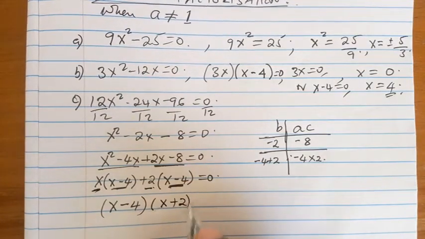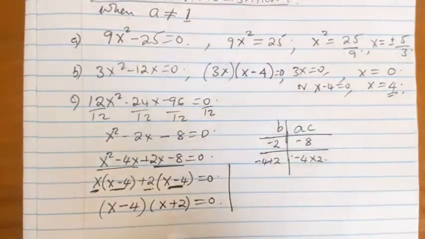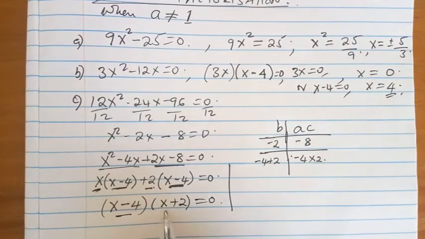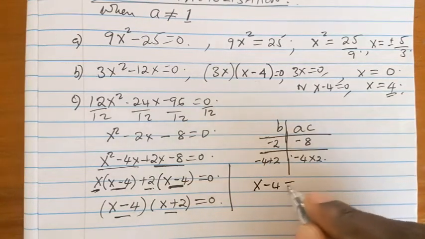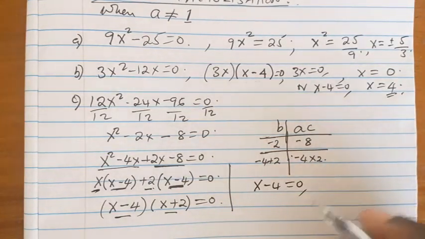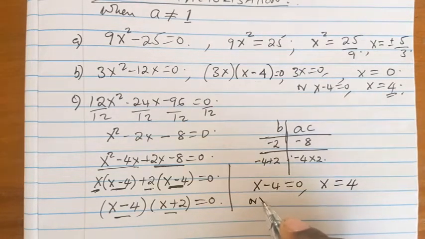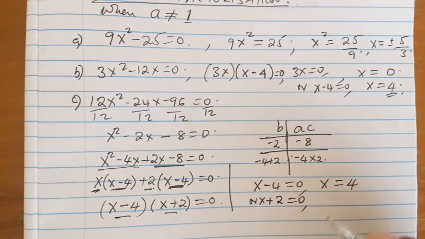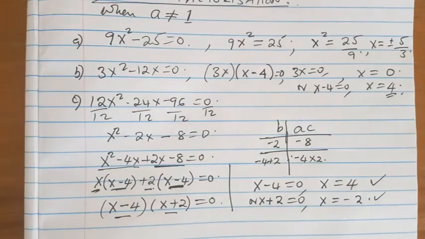X plus 2 equals 0. At that level, of course, we know that this number times this one should give you a 0. X minus 4 is 0, and if this is true, x can be 4, or it is x plus 2, which this time can be 0, and if this is true, x is equal to negative 2. That is just like it.